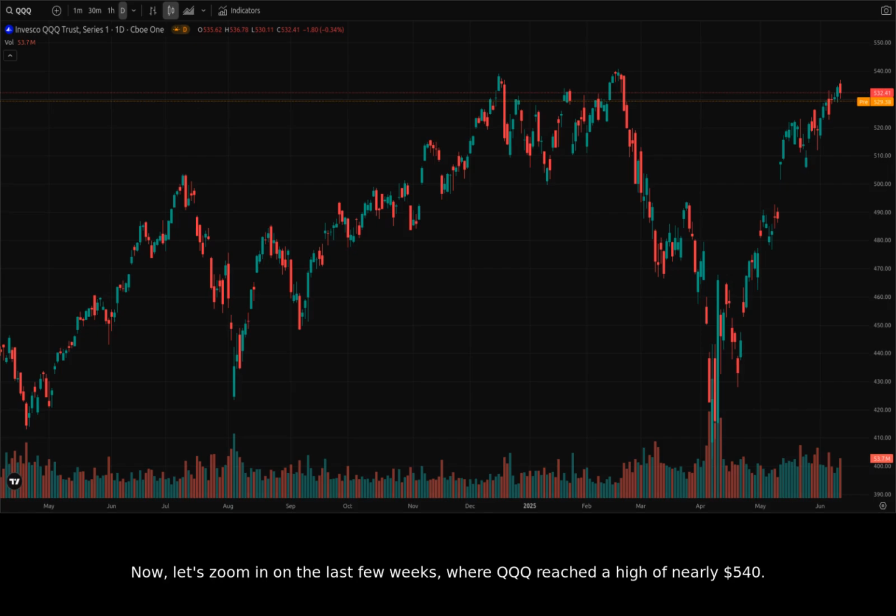Now, let's zoom in on the last few weeks, where QQQ reached a high of nearly $540. However, a significant drop followed, bringing the price down to around $532. If the price breaks below $520, we could see further downside, potentially testing the $510 to $515 level.